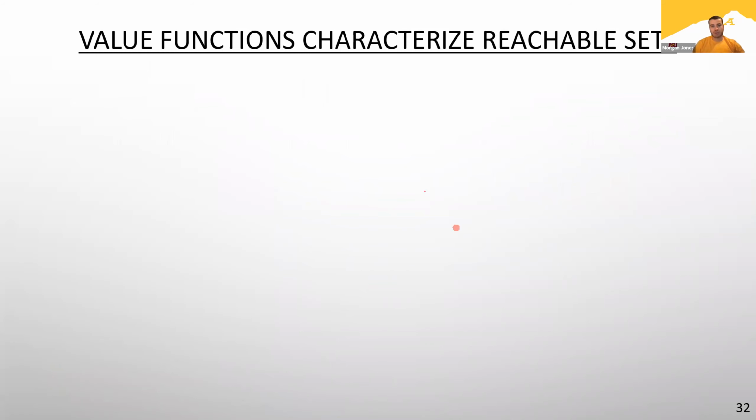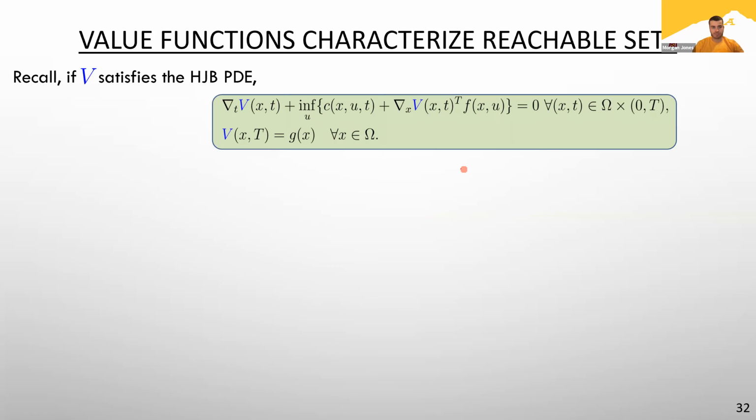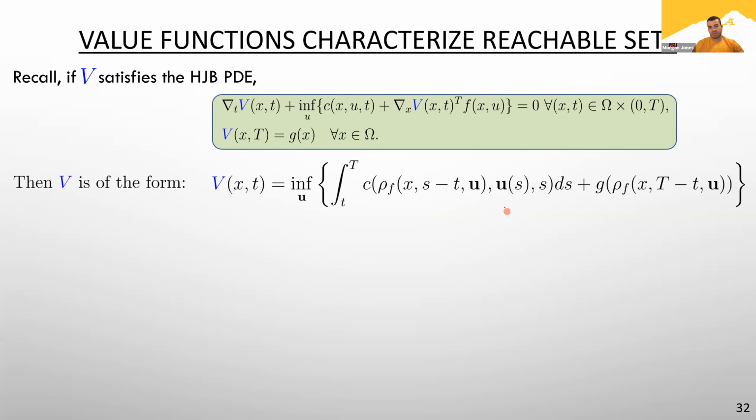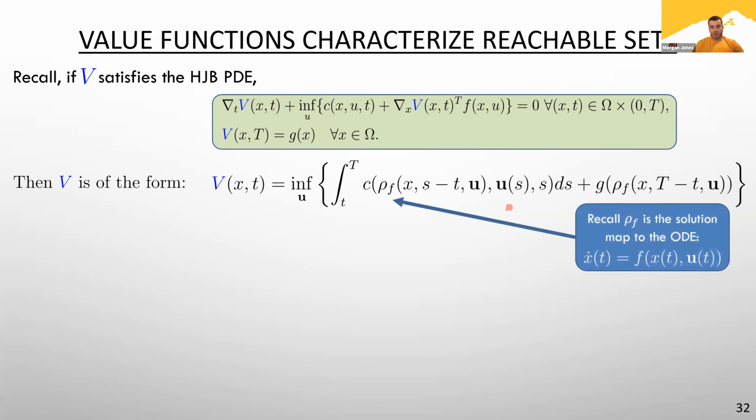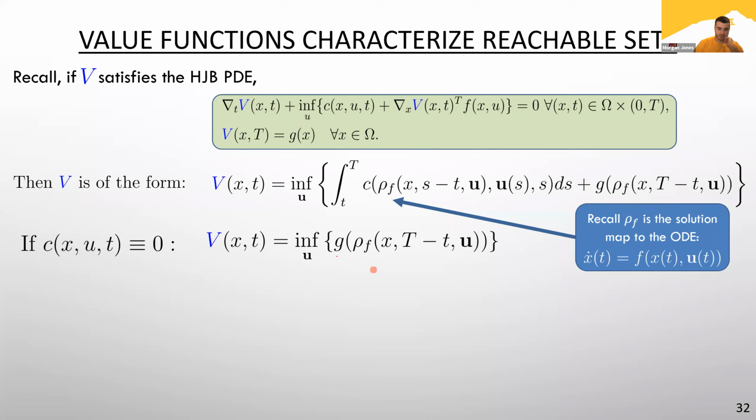Next, we'll briefly talk about how this same SOS algorithm can be used to provide approximations of reachable sets. So recall that if a function satisfies the HJB PDE, then it can be written in this form as the optimal cost to go, where the rho function corresponds to the solution map of the underlying time variant process. If the cost function C is 0, then this equation simplifies. So we just get a terminal cost.